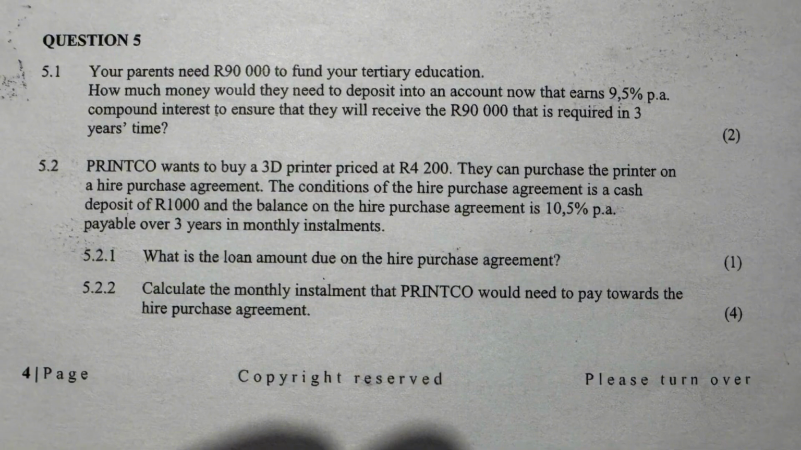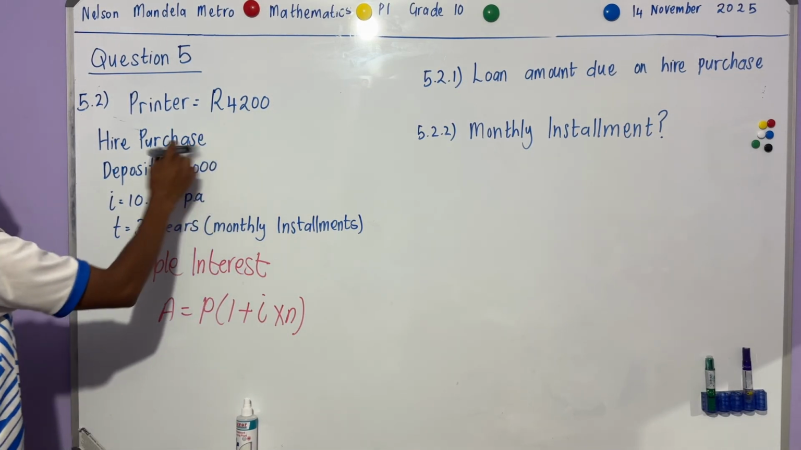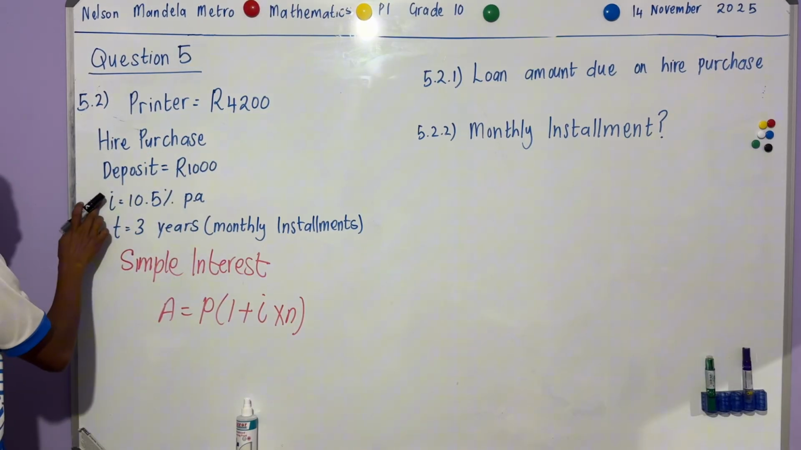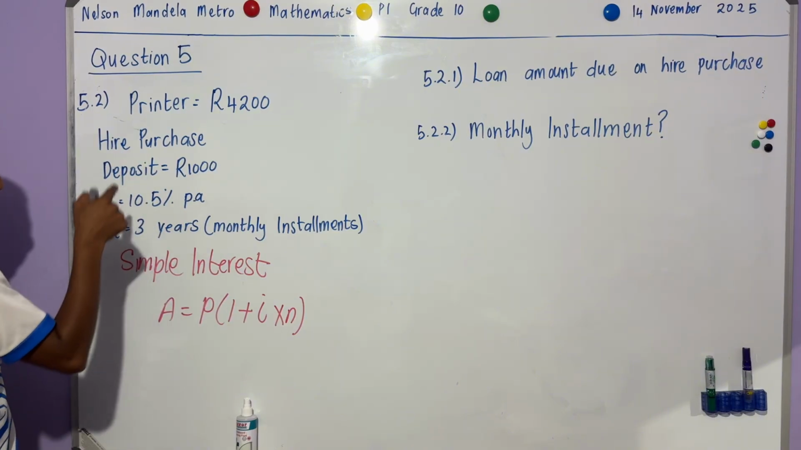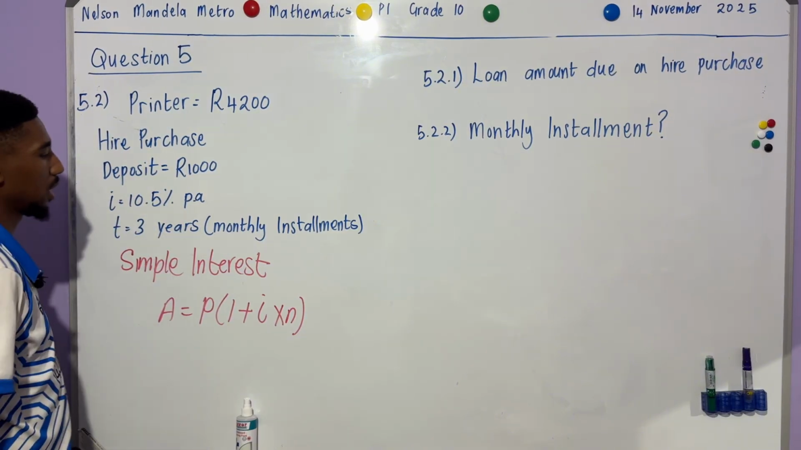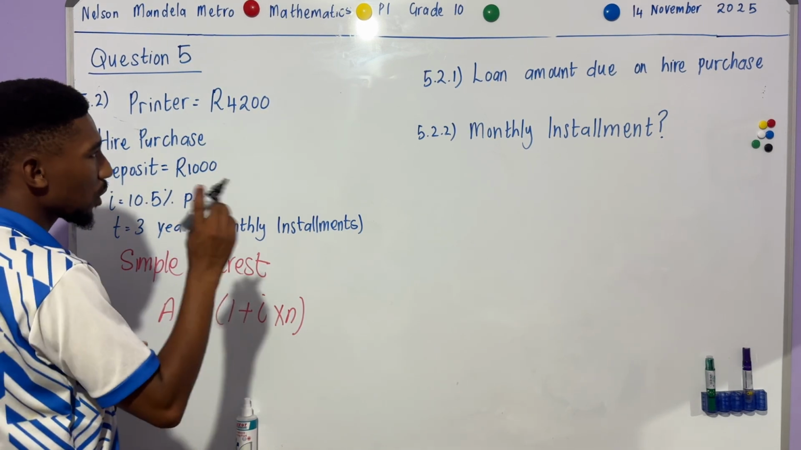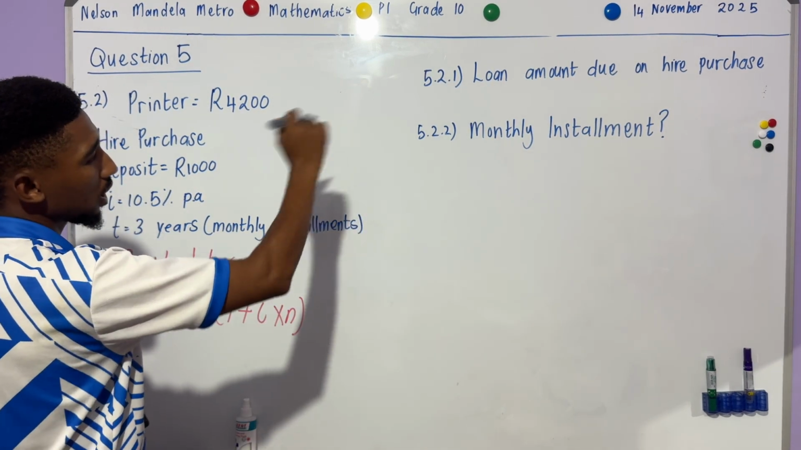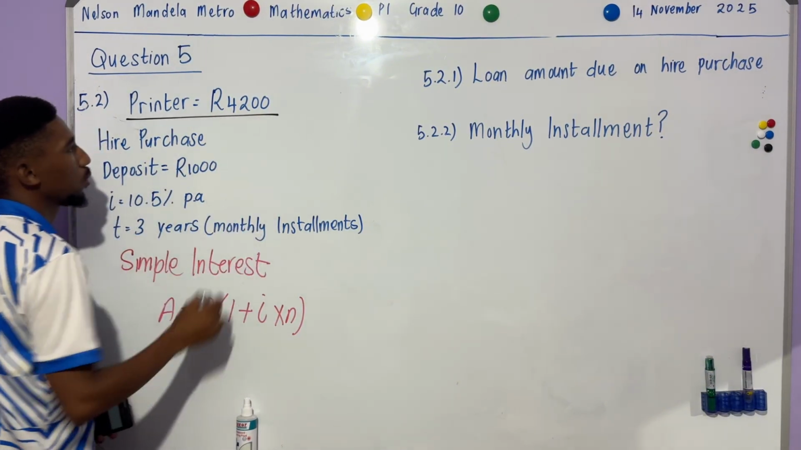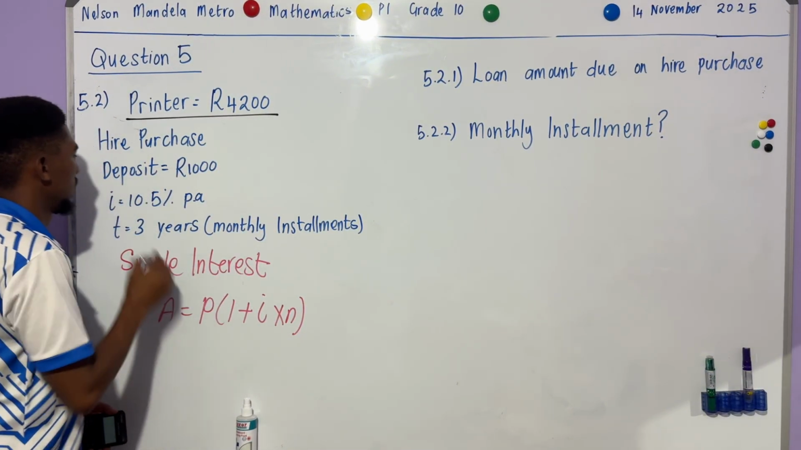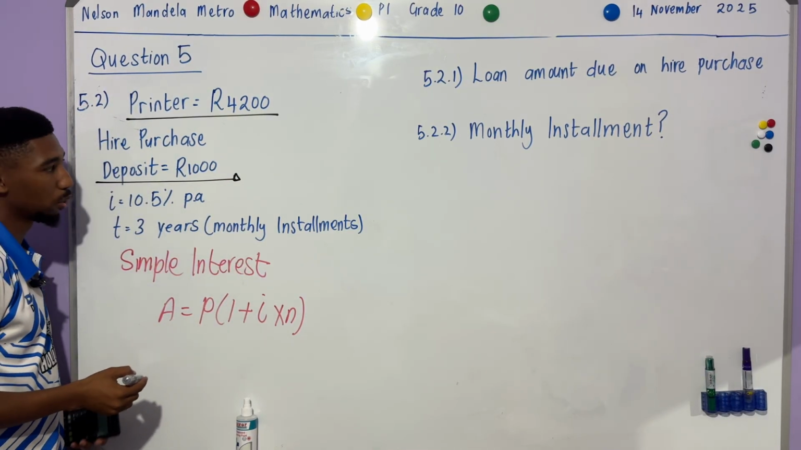Now, first of all, I've dissected all the important information. The printer is 4,200 Rand. This is hire purchase. Deposit of 1,000 Rand. Interest 10.5%. Because this is hire purchase, we will need the simple interest formula, and the time is 3 years, payable over monthly installments. Now, the question wants us to calculate the loan amount due on the hire purchase. First of all, the printer costs 4,200 Rand. But for hire purchase, we always have a deposit at the start, most of the time.